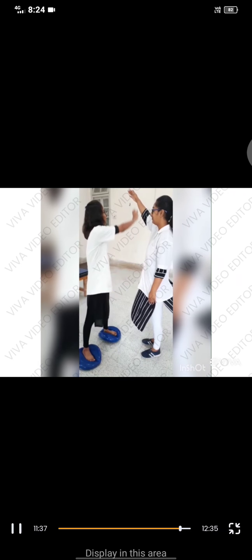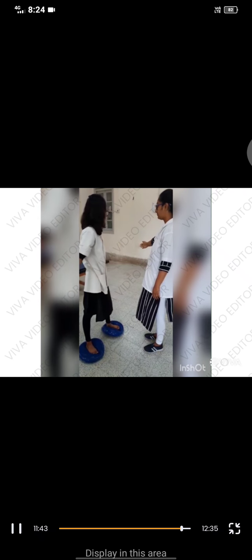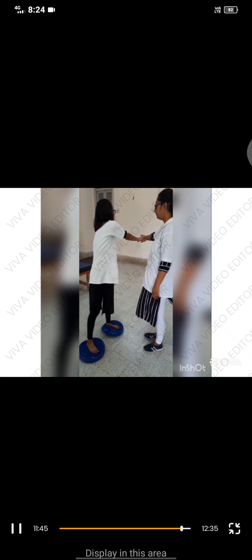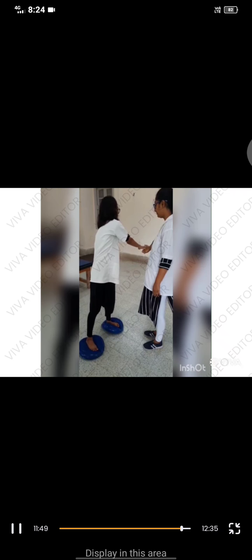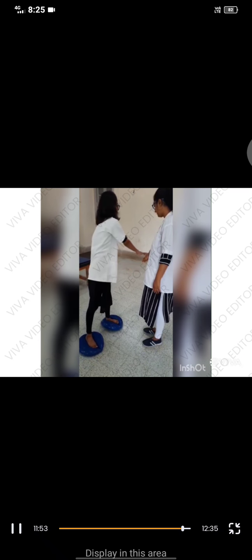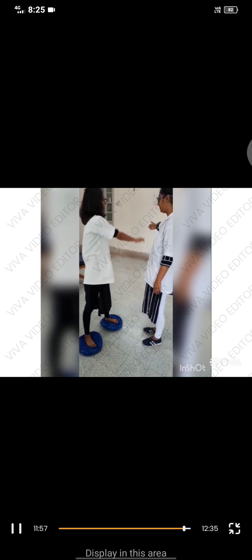One of the progressions on standing is standing on a balance disc and reach outs. In this pattern, the subject is asked to stand at the center of the balance disc and try to maintain a balance, while the therapist tries to move the hand in various directions while the subject tries to reach the therapist's hand.